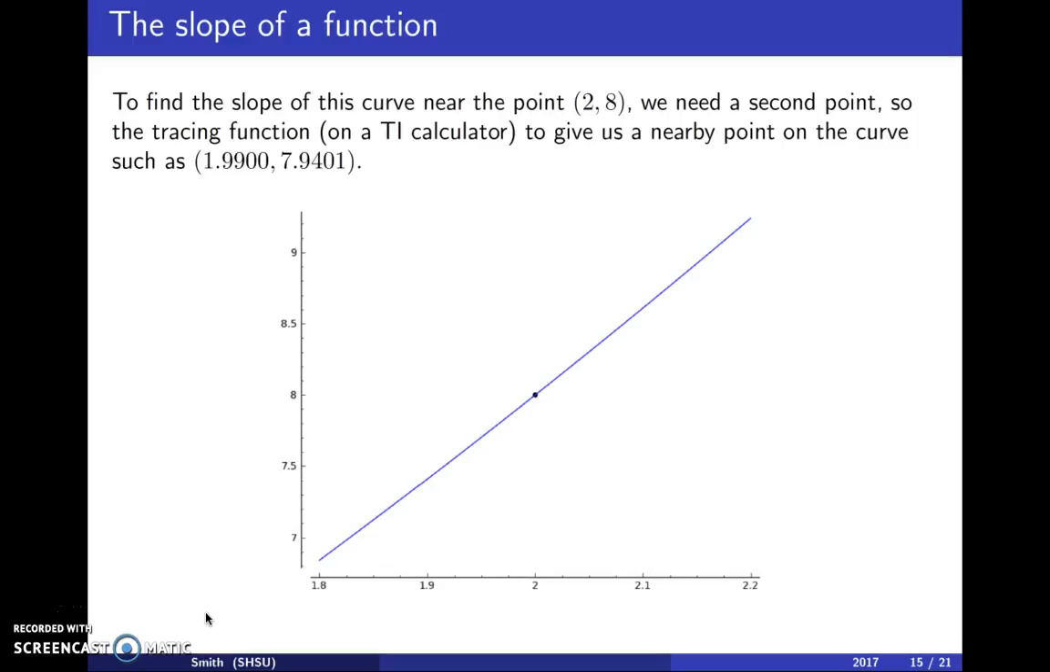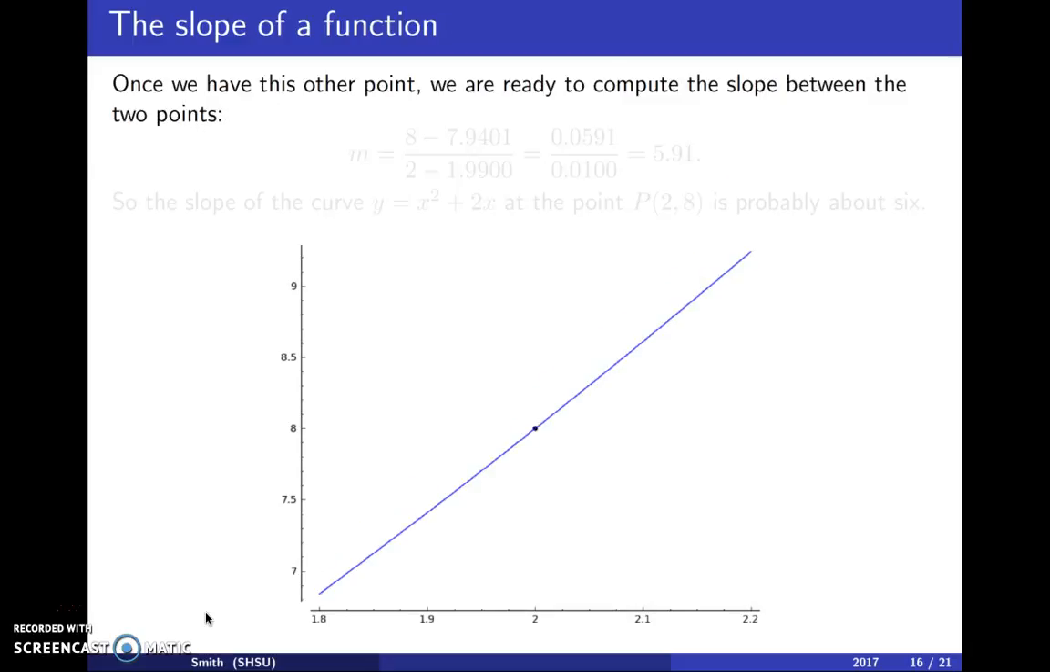I found this one using my calculator: (1.9900, 7.9401). You may get a slightly different point. That doesn't matter. Now I have 2 points, (2,8) and this one here. And if I have 2 points, I can compute the slope between them.